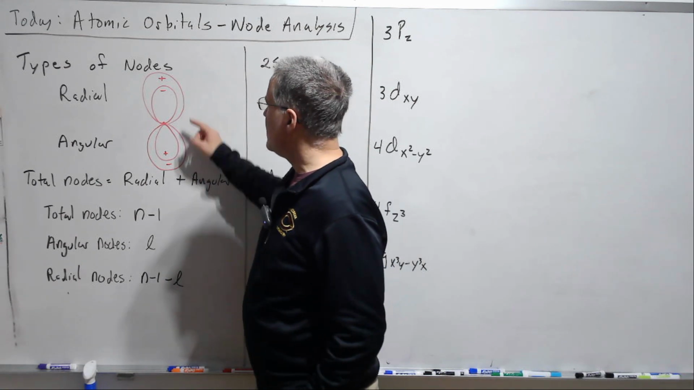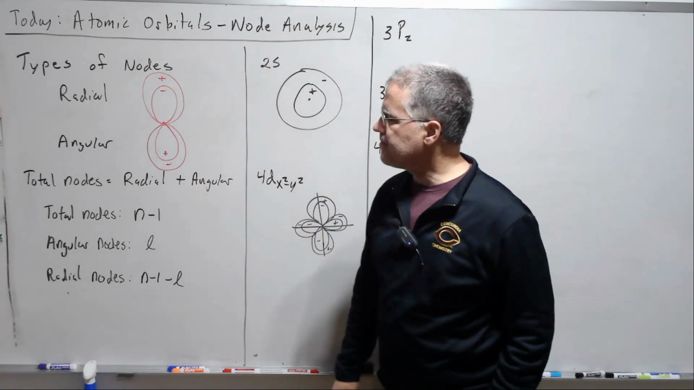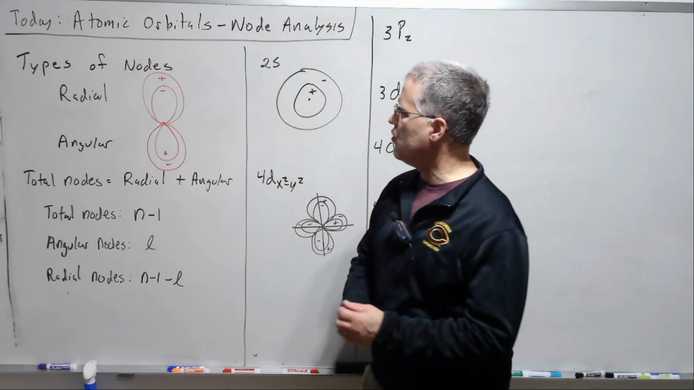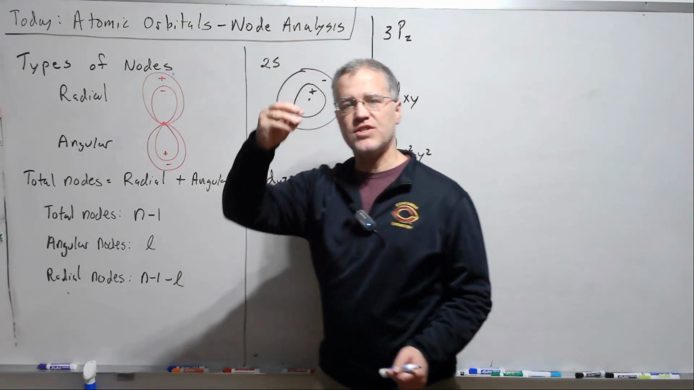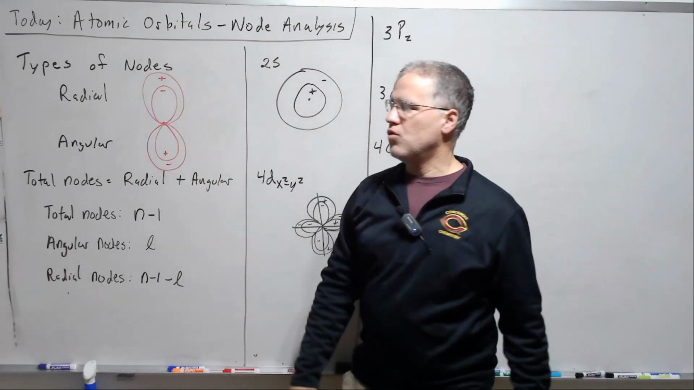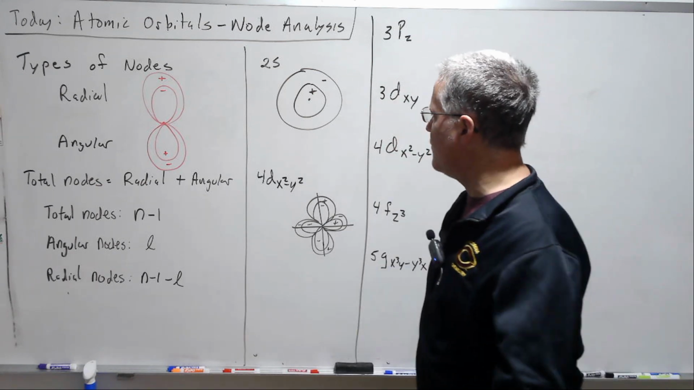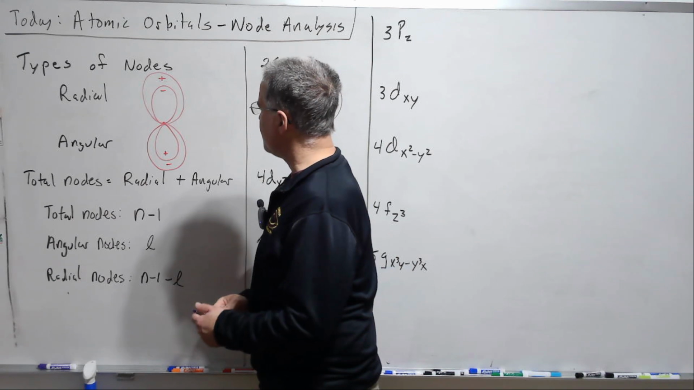in three-dimensional space. Now, the outer line, or the outer curve here, is not representing a node, because if this is plus, this is still plus out here. It's just fading away. And so we do not have a node being represented by this outer curve.